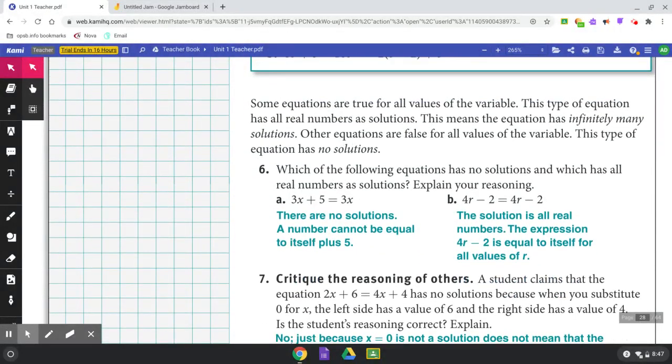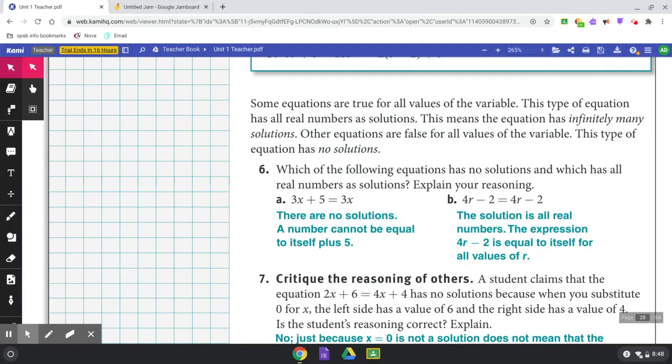Some equations are true for all values of the variable. This type of equation has all real numbers as solutions. This means the equation has infinitely many solutions. Other equations are false for all values of the variable. This type of equation has no solutions. So which of the following equations has no solutions and which has all real numbers as solutions?